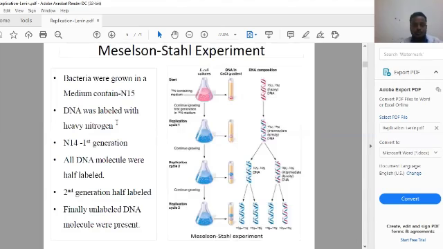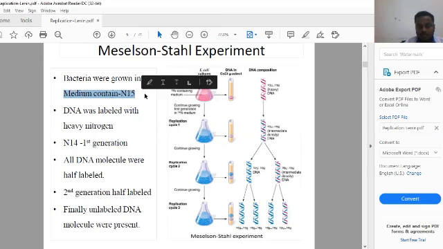Okay, next one is the Meselson-Stahl experiment. The experiment is already known and read about; I think you have already seen it in the 12th class also. Once again, as explained here, the bacteria were grown in a medium containing N15. The DNA was labeled with the heavy nitrogen.